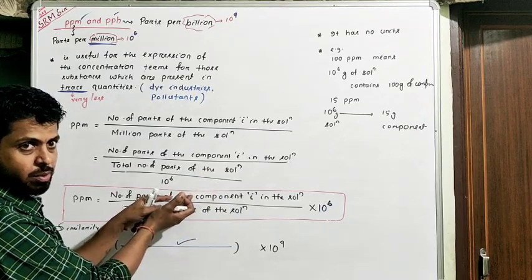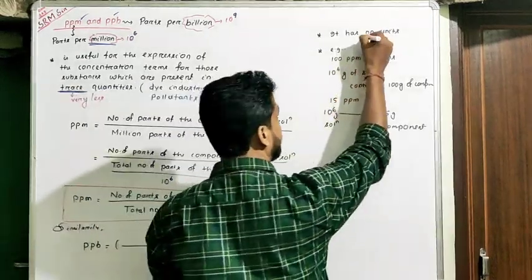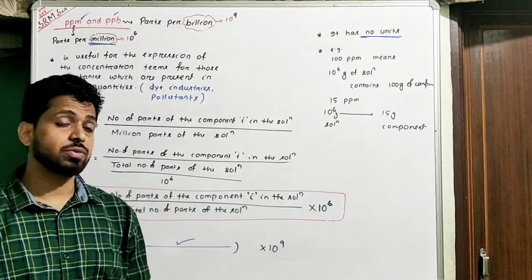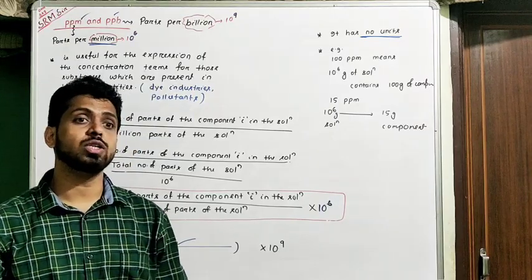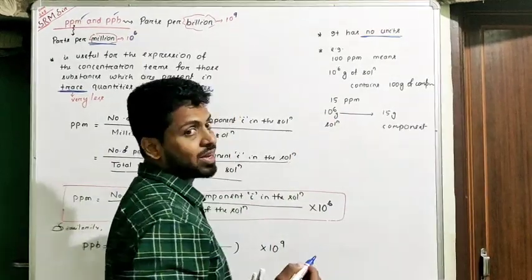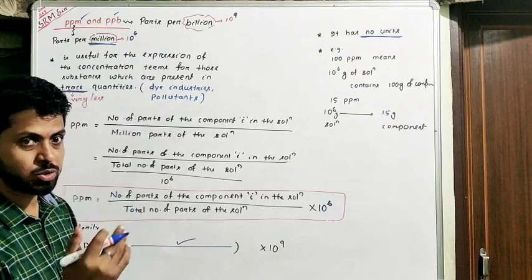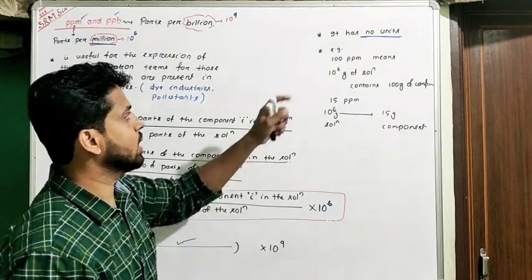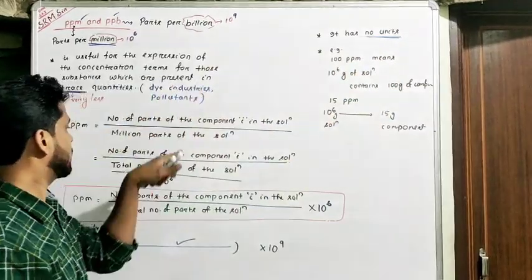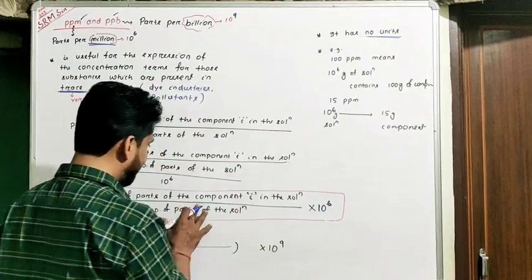Now, as the numerator is the number of parts and the denominator is the number of parts, and we are multiplying only by a number, that's why it has no units. Many times it is a fundamental question: which mode of concentration has no unit? ppm and ppb have no units, and mole fraction also has no units, because mole fraction is the number of moles divided by the total number of moles. So that's why it has no units, as well as ppm or ppb have no units, because of this.